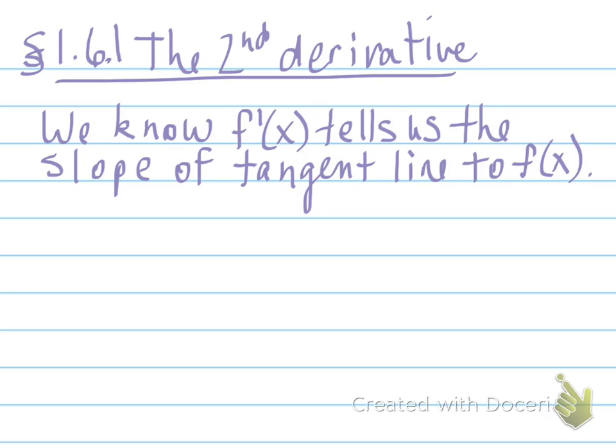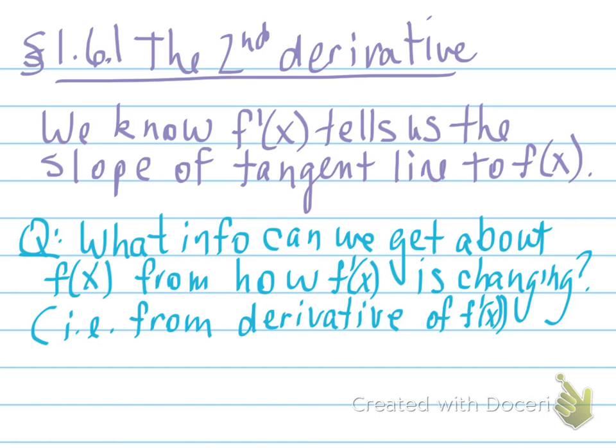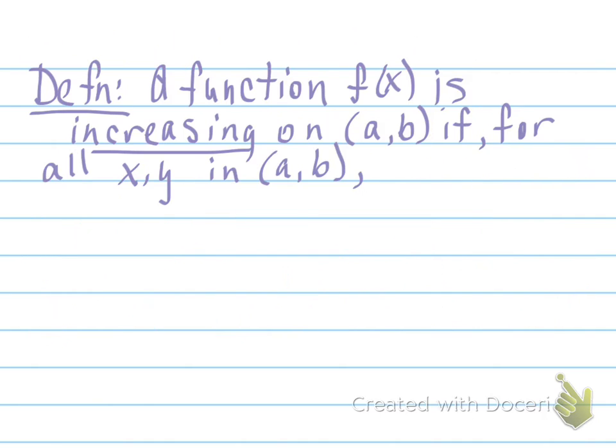We know that f prime of x tells us the slope of the tangent line to the graph of f at the point x. And our ultimate question in this section is, what information can we get about f of x from how f prime of x is changing? In other words, what information can we get from the derivative of f prime of x? But first, let's see what information we can get just from the derivative f prime.